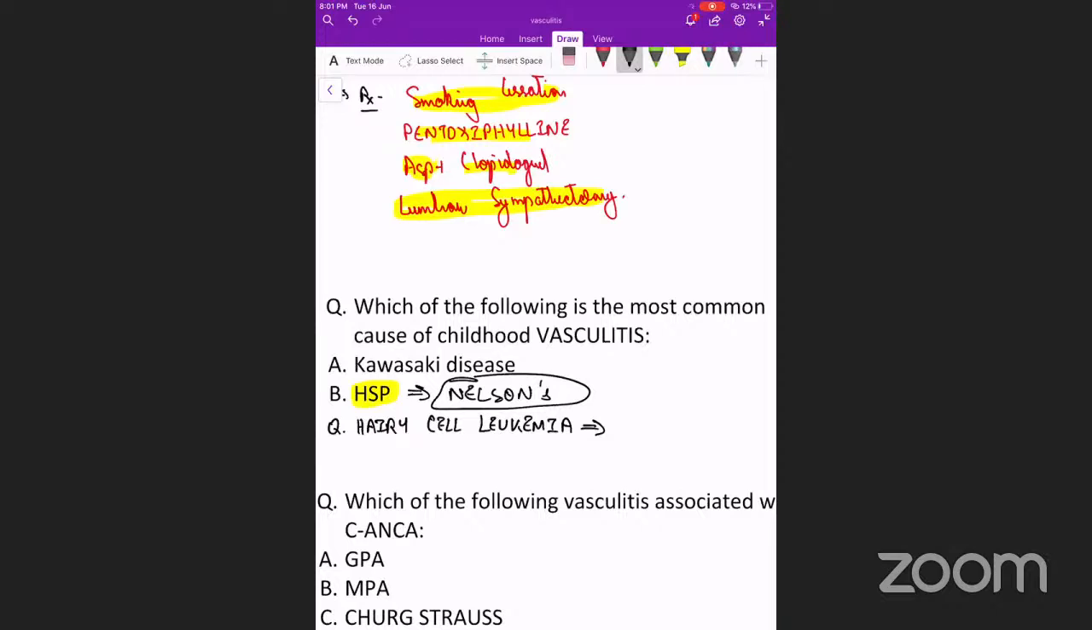So, let's see whether you guys can tell this. Hairy cell leukemia is associated with which vasculitis?